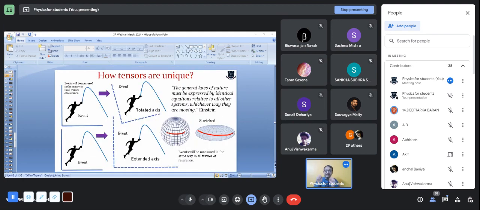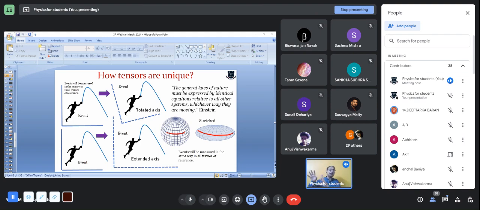So now you see, this is a very interesting diagram. A person is throwing a ball, I rotate the axis. The person is throwing a ball, I extend the axis. So I am doing stretching, bending, whatever. But remember that the measurement of the throwing of the ball should be the same. That is why Einstein wrote that the general laws of nature must be expressed by identical equations relative to all other systems, whichever way they are moving.